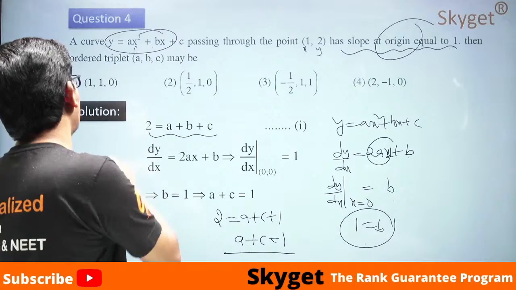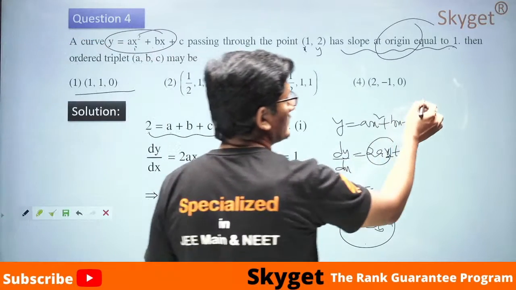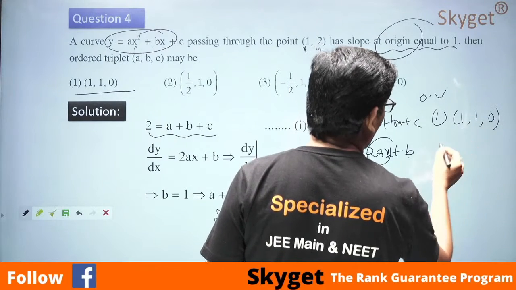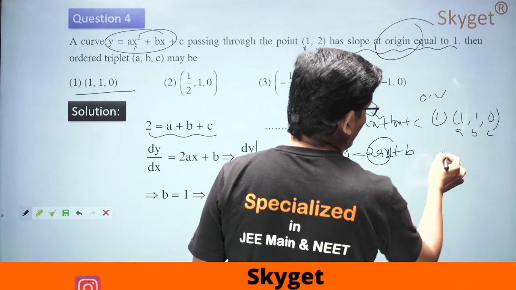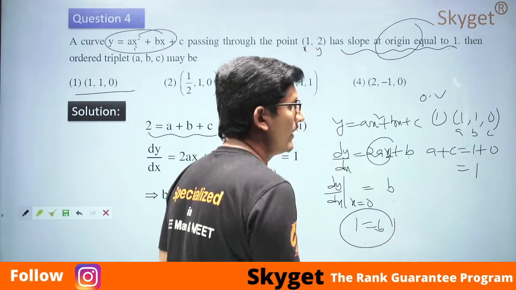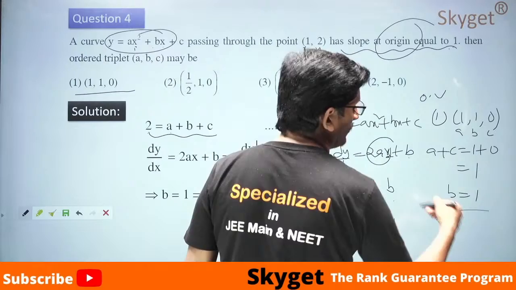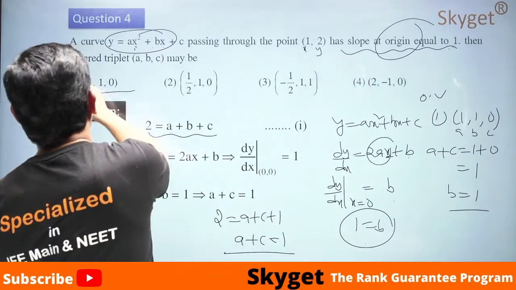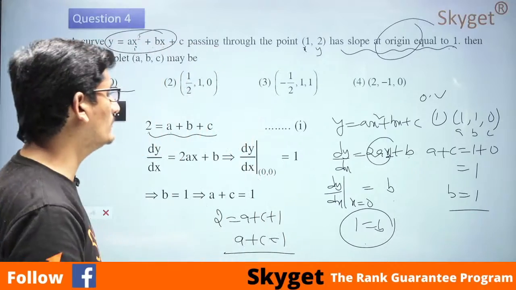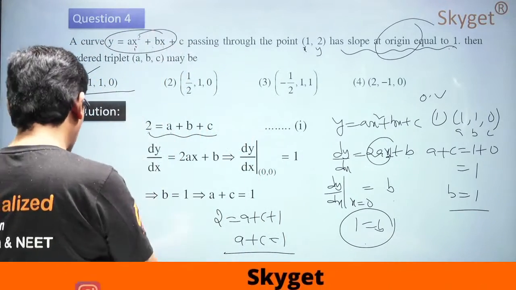Okay, now check the options here. First option I am taking here. First option verification: a, b, c is 1 comma 1 comma 0. First take a plus c: 1 plus 0, value 1, and b value is also 1. So LHS is equal to RHS. So first option is correct, students. So which option is correct here? First one. So very easy, no? See the next one.